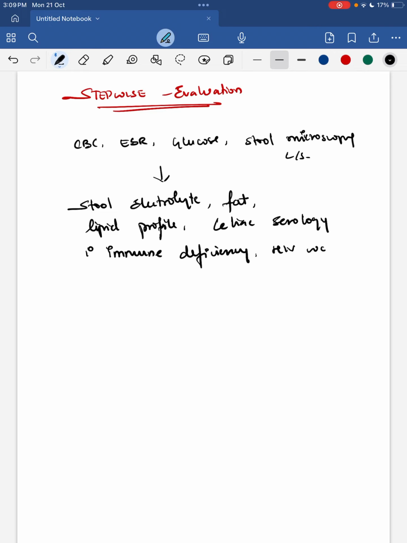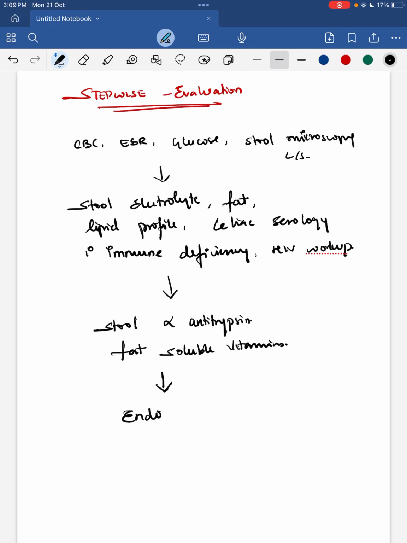The next tier will be your imaging studies, that is your endoscopy, upper GI endoscopy or lower GI endoscopy. Then you have to look at the biopsy, including electron microscopy, and your other investigation will be a small bowel follow through. So these are the stepwise evaluations of a child with chronic diarrhea.